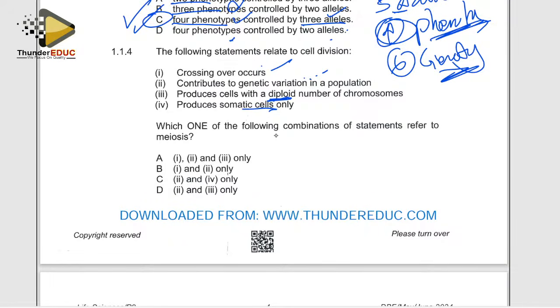Which one of the following combinations of statements refers to meiosis? Obviously, meiosis results in haploid cells, not diploid, so whenever there is 3, that is off. So this is off, this is off, so expect to have this and this. They're saying that it produces somatic cells. Meiosis doesn't produce somatic cells. Meiosis produces gametes. So anything which has 4 is out. So automatically we only remain with B. So B becomes the most correct answer.